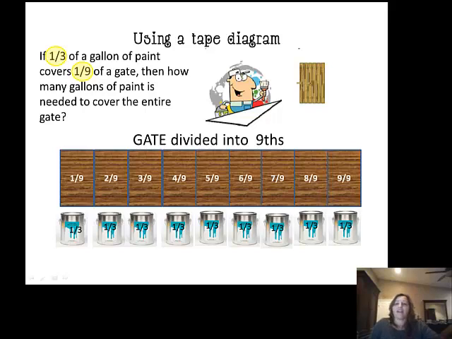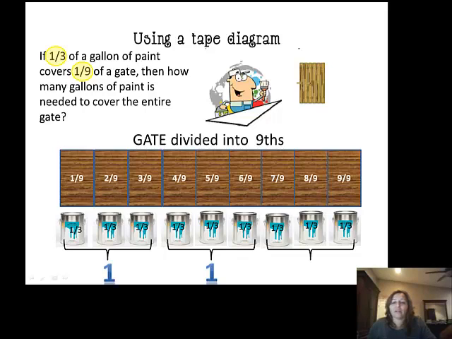covered. And now that I've covered my entire gate, I need to know how many gallons. So looking at my gallons of paint, for every 3, 1/3, 1/3, 1/3, that gives me 1 full gallon. And so again, I have another 1, 2, 3, which is going to give me another gallon, and 1, 2, 3, which is giving me another gallon. So when I look at this, I have 1 gallon plus 1 gallon plus 1 gallon, so it's going to take me 3 gallons of paint to cover the entire gate.